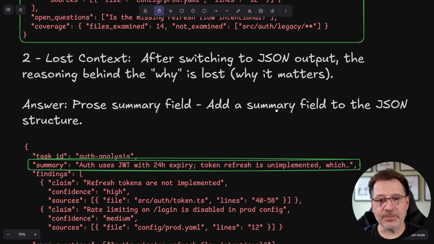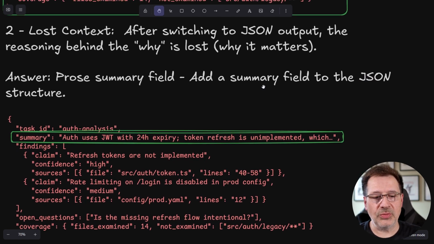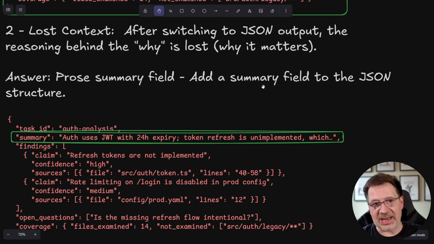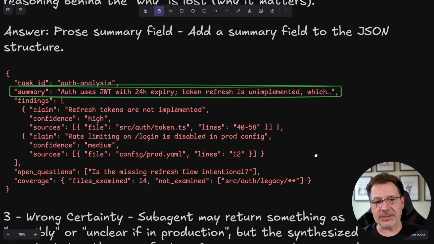All right, so number 2, we said that we lose context because now that we switch to returning everything as structured data, that paragraph of text of Claude explaining how it got to this information is lost. And so by including a summary, which is just Claude's content that it wants to share with us, we can get back to that particular information. So we can look at that and we can say, oh, okay, so this is why Claude thinks this is a problem.